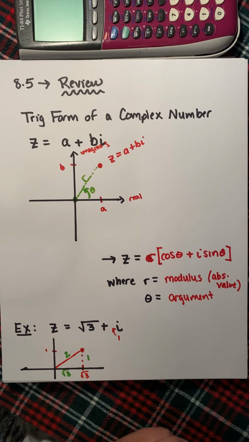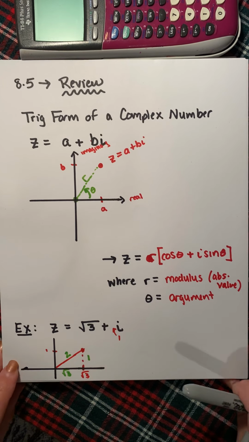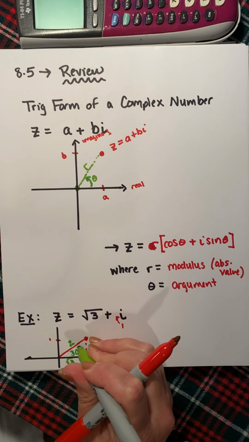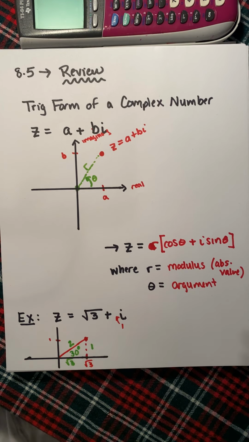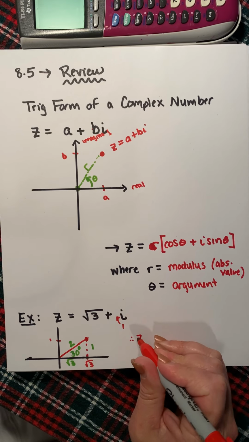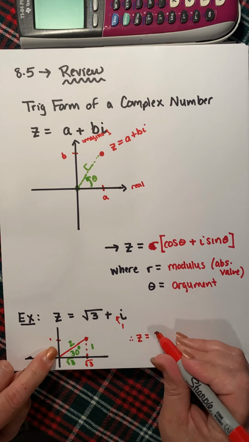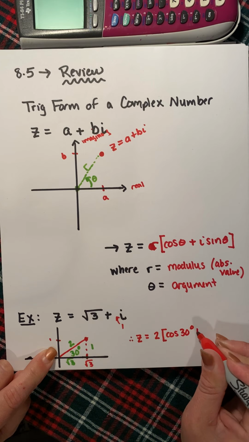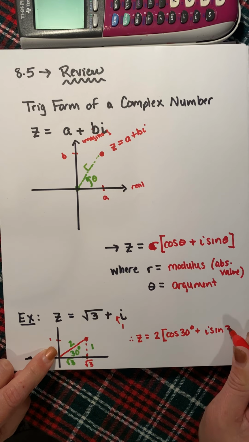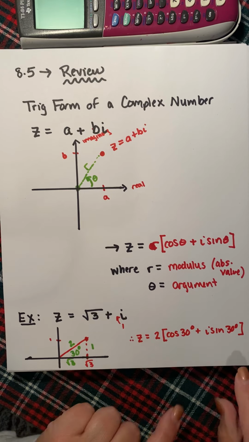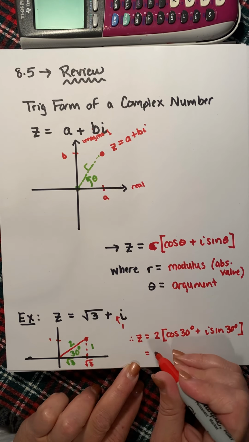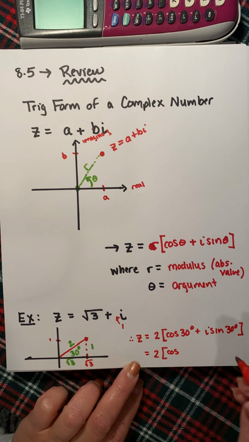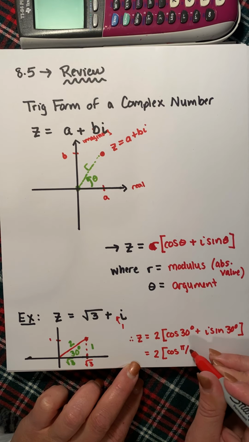So I recognize this is one of my basic triangles. This is a 1, 2, square root of 3 triangle. And I know that this angle is 30 degrees. So therefore, we can write z in its equivalent form, 2 times the cosine of 30 degrees plus i sine of 30 degrees. Now, don't forget, this is where we stop, or we can write it, if we want to, using radians. Again, just follow the directions. If it doesn't tell you to use degrees or radians, then either one is fine.